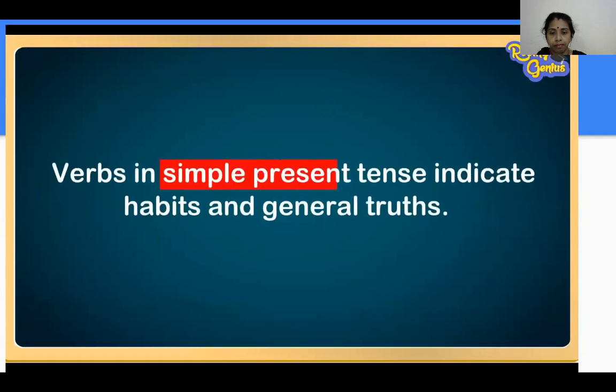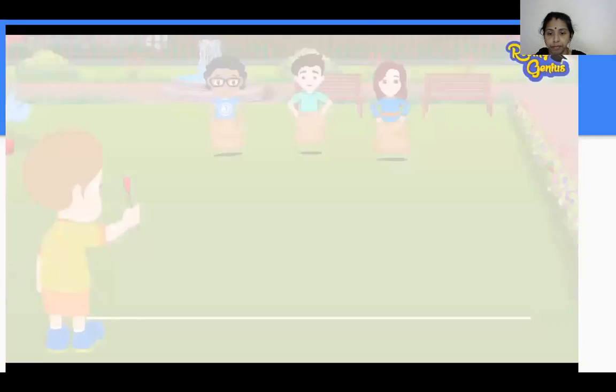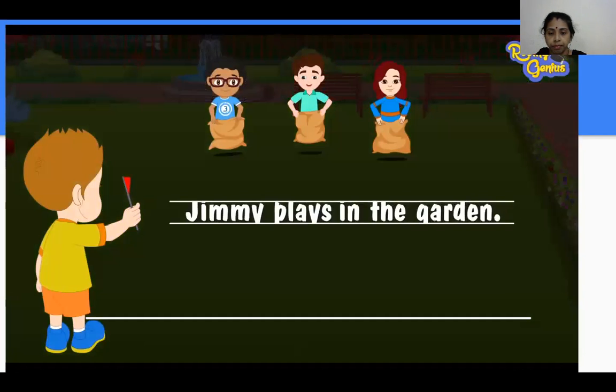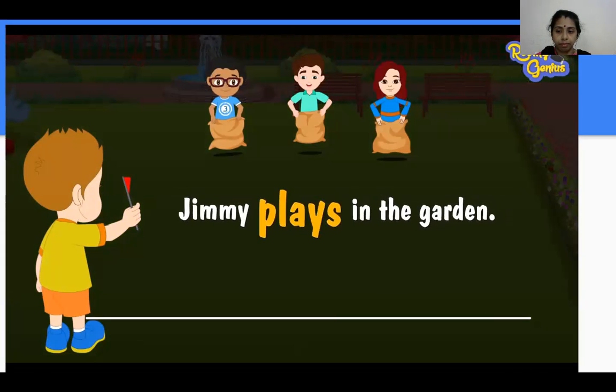Verbs in simple present tense indicate habits and general truths. In this case, the verb simply ends with s or es. For example, Jimmy plays in the garden. In this sentence, the verb plays indicates an action in present which is going on.